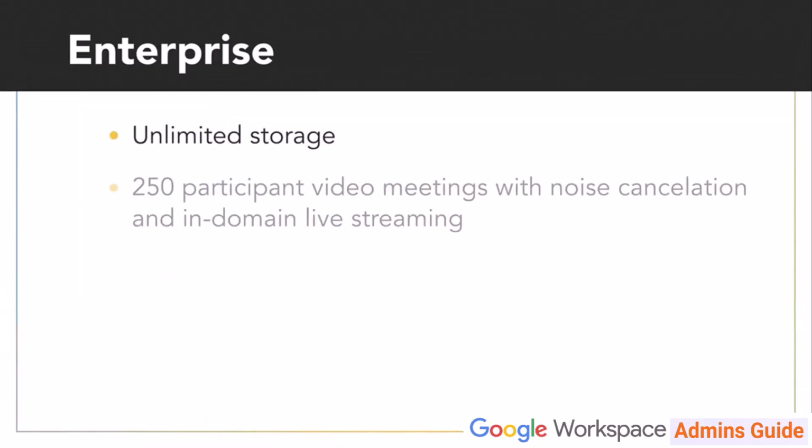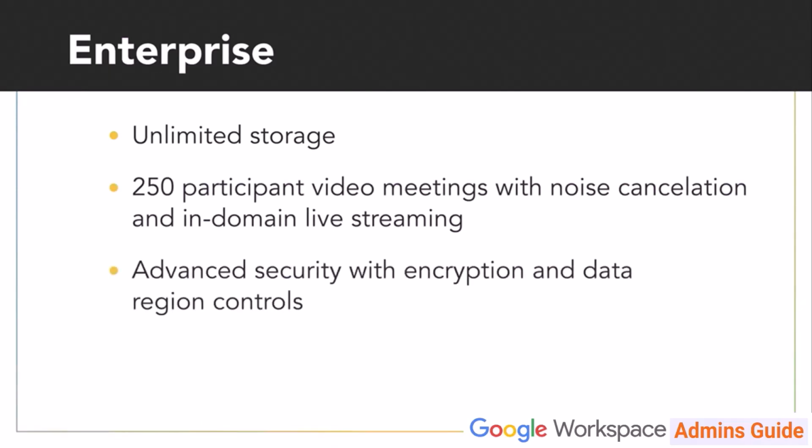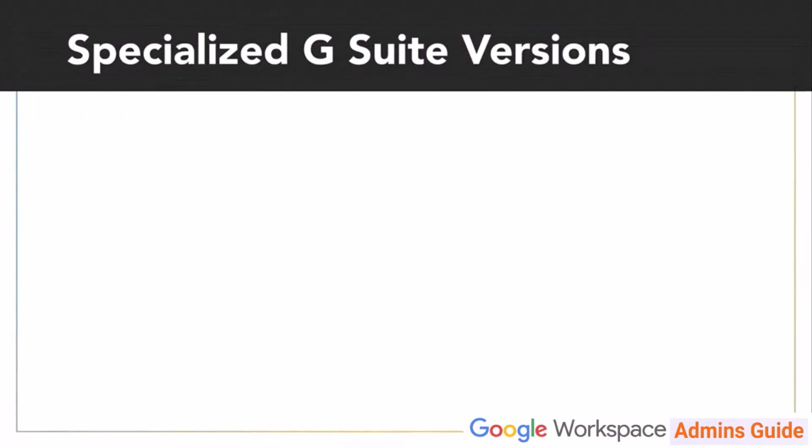Finally, Enterprise includes unlimited storage with video meeting capabilities that include noise cancellation and in-domain live streaming. Advanced security controls also include encryption, enterprise endpoint management, data region controls, and the highest level of priority. Specialized versions of Workspace are also available for other types of organizations to match their specific needs.